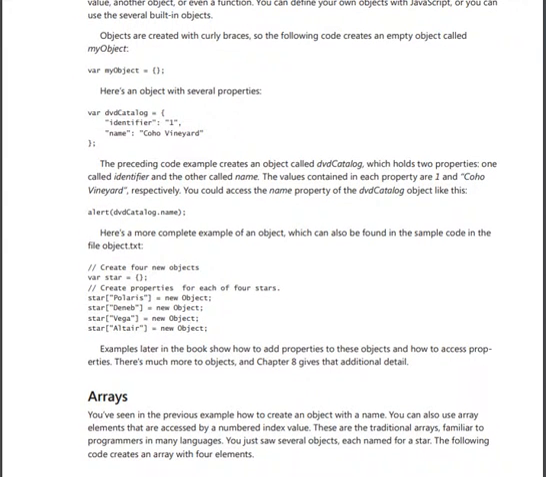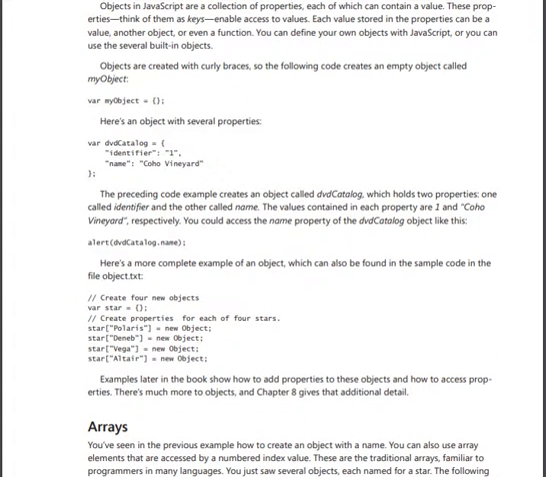Create 4 new objects. Variable star is empty. Create properties for each of 4 stars. Star is Polaris, a new object, Deneb, new object, Vega, new object, and Altair, object. Examples later in this book show how to add properties to these objects and how to access properties. There's much more to objects. So you have to create an object, you have to add the properties of those objects. This is one of the ways that you can add in the object and the properties.